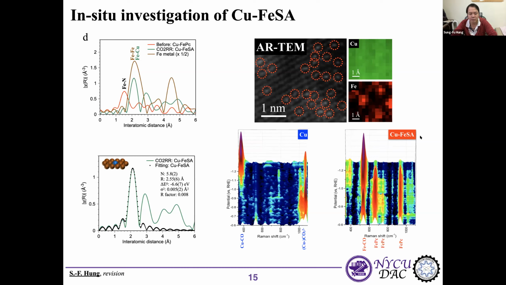And the bottom one is the in situ Raman. The results show in pure copper, the carbon monoxide intermediates are mainly located on the copper site. But in the iron single atom alloyed copper, the carbon monoxide intermediates migrate from the copper to the iron atop site. From the in situ Raman results, we expect the entire catalytic mechanism changed when we alloyed the single atom iron.